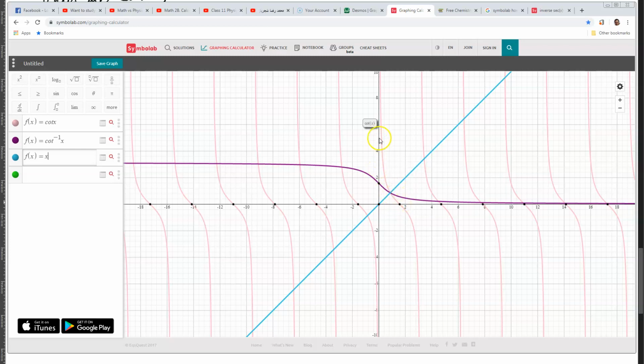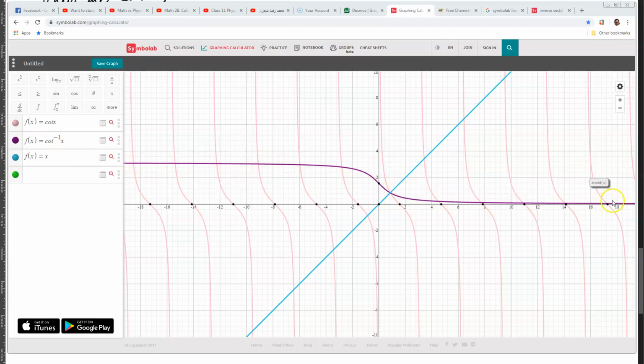And this part of the function, as you can see, is very interesting to note. You see this part going up from here all the way up to this point, which is pi by 2 comma 0. Now this part of the function is supposed to be the function that we get over here, which is the inverse function essentially.